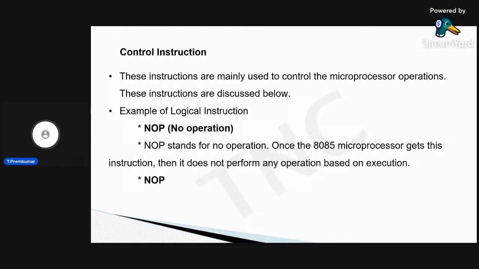In the case of control instructions, these instructions are mainly used to control the microprocessor operations. These instructions are discussed below, that is NOP. NOP is a term used for no operation. Once the 8085 gets this instruction, it does not perform any operation based on the execution. So it will never perform any other instructions even after executing the NOP.